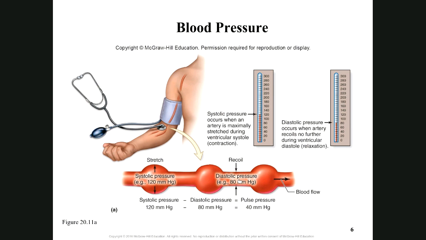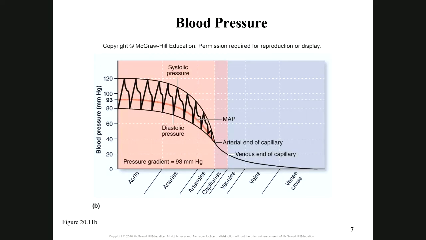And the difference between systolic pressure and diastolic pressure is called pulse pressure, and the pulse pressure can reflect the elasticity which we have in our blood vessels. In this picture, you can see the blood pressure in different parts of our body.